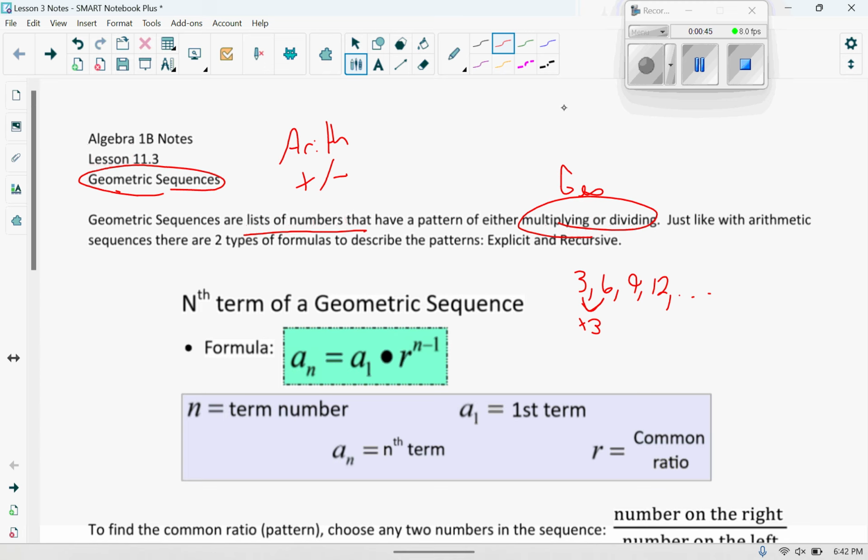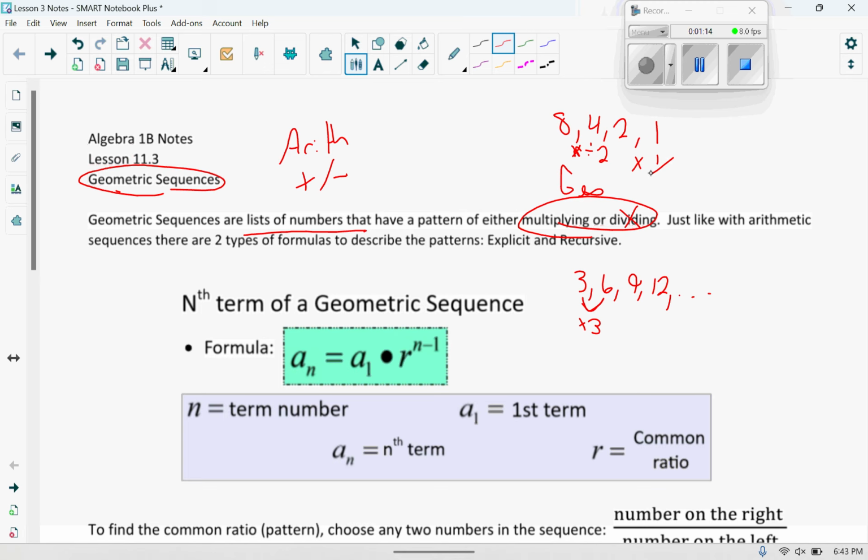So what if we did 8, and then 4, and then 2, and then 1. So notice this time, instead of multiplying by a number, I'm dividing by a number. So in this case, I'm dividing by 2. But I can't say dividing. I have to look at it as multiplication. And so this is the same thing as saying times 1 over whatever you're dividing by.